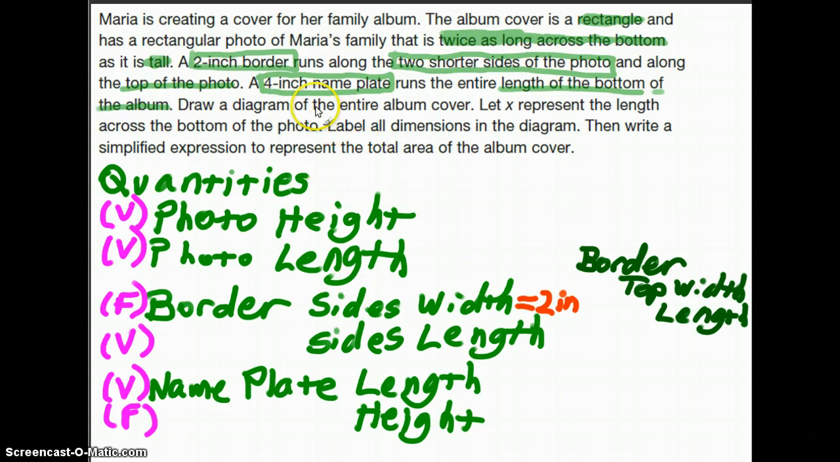Looking at this, I can also see that the nameplate, which runs the entire length, is going to be a 4-inch nameplate. If you think about it, the nameplate will be kind of like a rectangle, so the height is really what we're looking at as our fixed quantity there, and it's going to be 4 inches. And then our border that goes across the top would definitely be fixed. So we're going to say that that's fixed, and it's also going to be fixed at 2 inches.